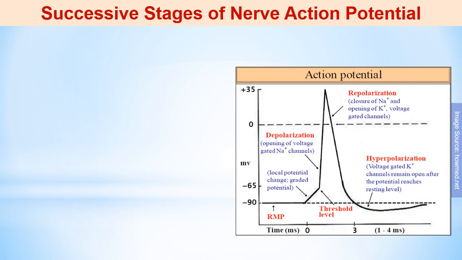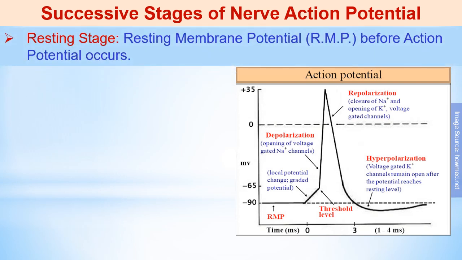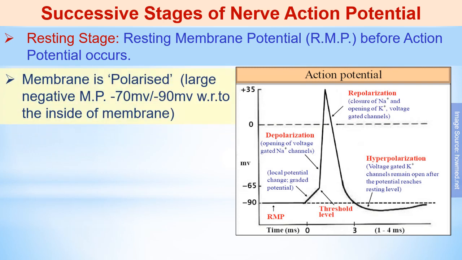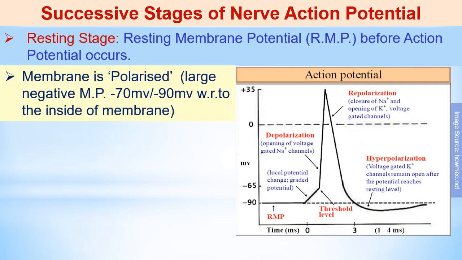This diagram represents one nerve action potential where on the y-axis the membrane potential in millivolt is shown, and on the x-axis the time in millisecond is shown. The first stage of nerve action potential is called the resting stage. At this stage, the resting membrane potential exists before the action potential occurs. At this resting stage, the membrane is said to be polarized and the membrane potential is large and negative, which may range from minus 70 millivolt to minus 90 millivolt with respect to the inside of the membrane.